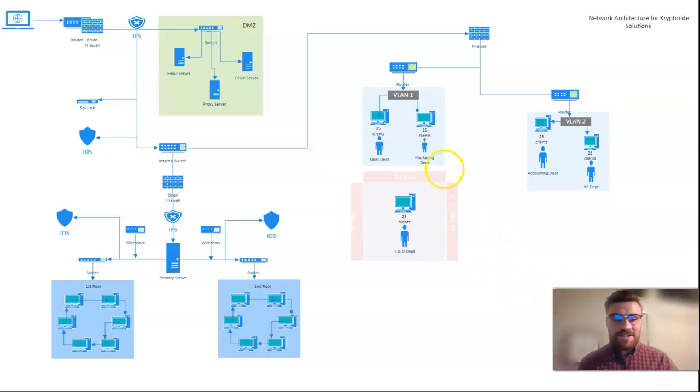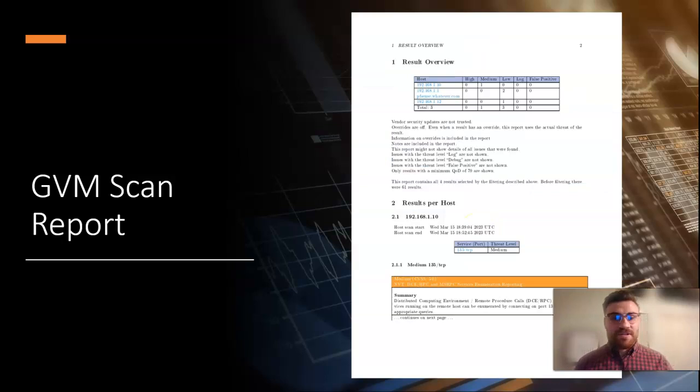Finally, I forgot to mention, within each department we can see that there are 25 clients within each of the 5 departments. So that is the network architecture for Kryptonite Solutions. Next, I want to dive into our GVM scan report.